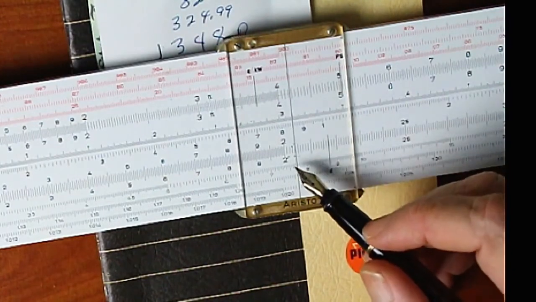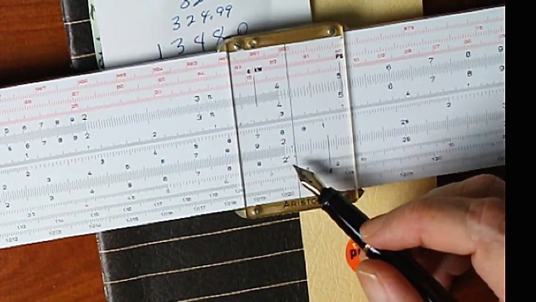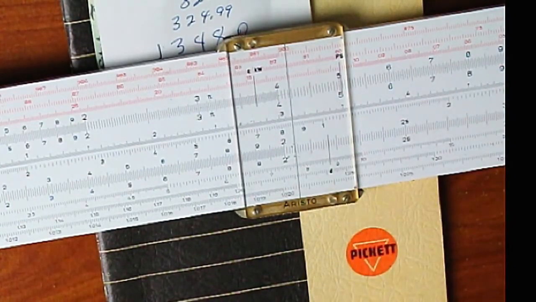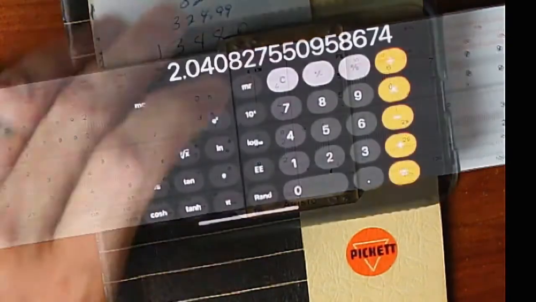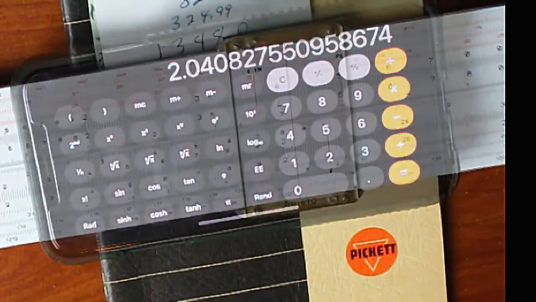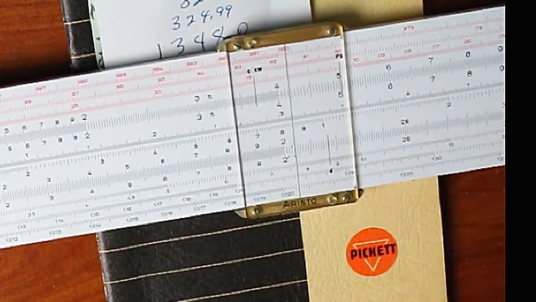That gives us our order of magnitude. And according to this, it looks like it's about 2.1. So let's go see what this says. That says 2.04. I really should have worn my glasses for this. That's the one disadvantage of a slide rule.